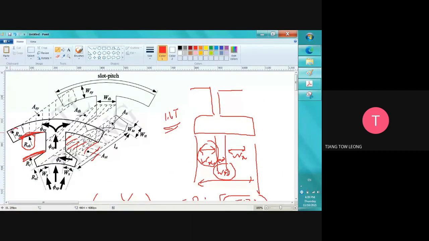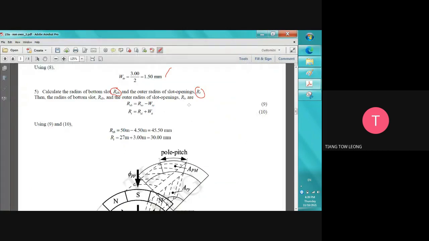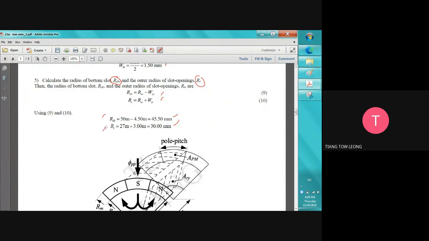Just now we already know the RSO, and we calculated and found the WSY. So we just use RSO minus WSY, and we will get RSB. Same here: if we want to find RT, we will use RSI plus WTT. This is the RSI, then we add the height here, and we will get our RT. All of these values you need to use in your mini project. So we will get the RSB and the RT.